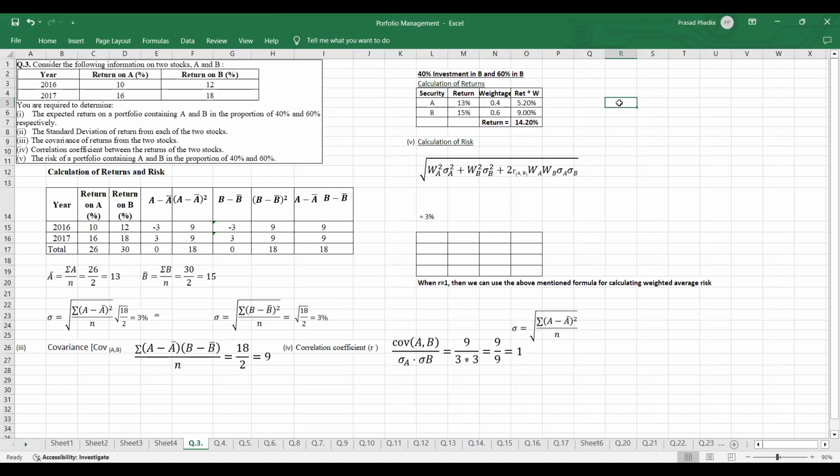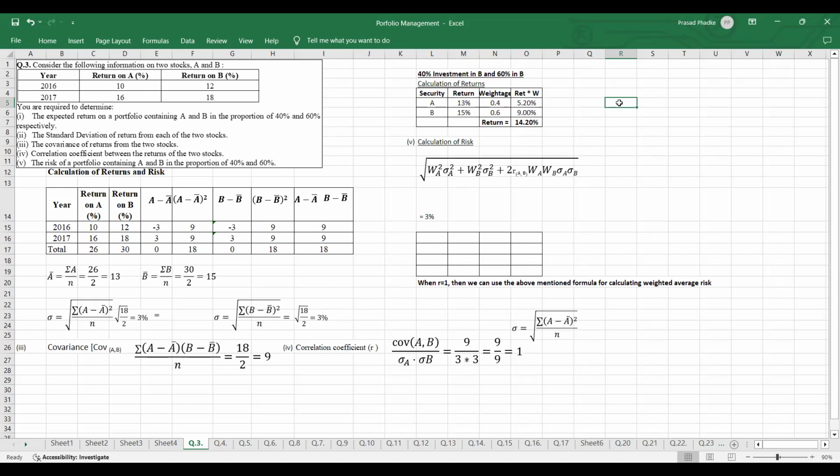I hope in exams, if the question comes, you'll be able to solve this type of question. After our session, you can try out the question which we solved just now so that you will have the practice of using the formula. The formula is not difficult. You just have to practice it a couple of times. Just remember a square plus b square plus 2ab. In that format, you write the weightage of a, standard deviation of a, and in the last term you add the correlation coefficient r.